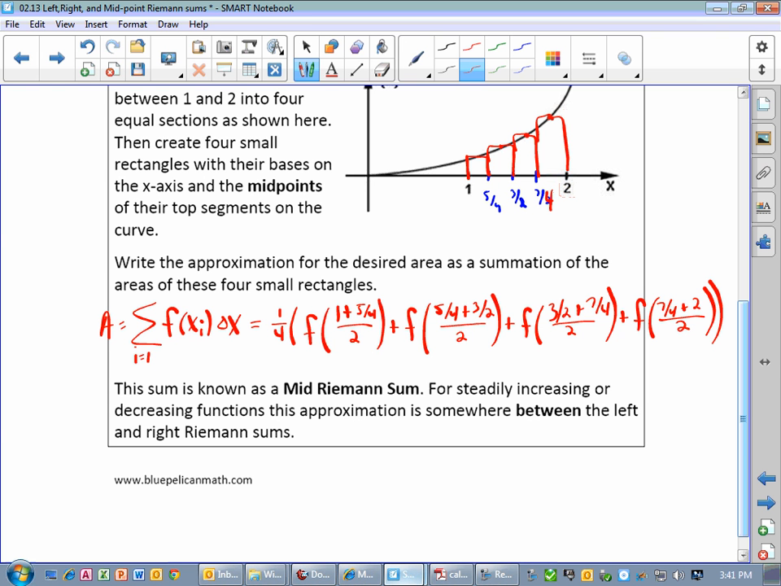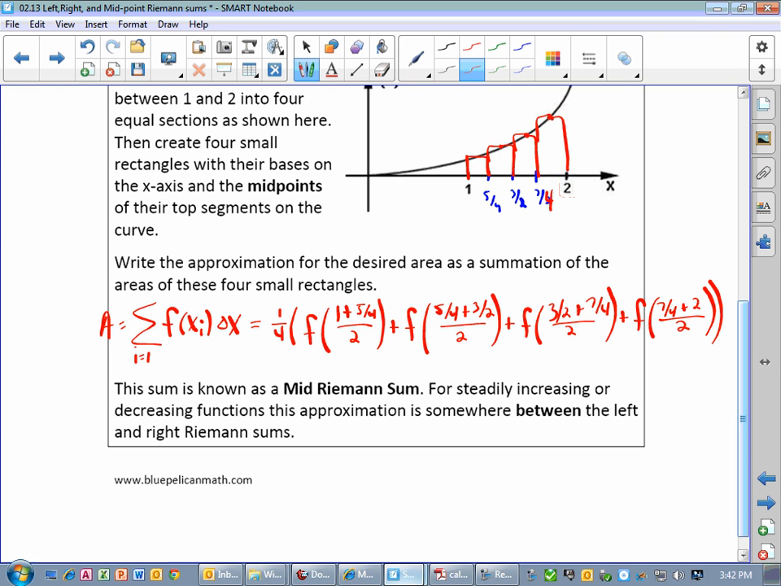And we call this the mid-Riemann sum, because we're using the midpoint. Now, for steadily increasing and decreasing functions, it's not necessarily an overestimate or an underestimate, but it's definitely between the left and right Riemann sums.